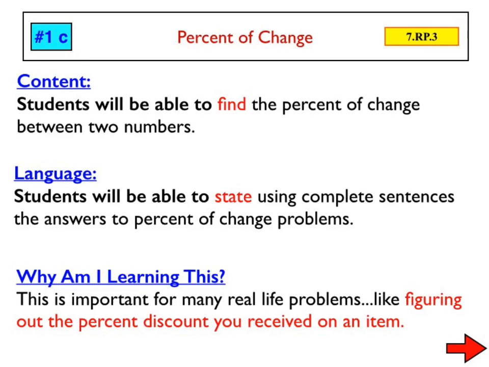Okay, today, lesson 1C, we continue with our theme of proportional relationships with ratios and percents. Today, we're going to work on how to find the percent of change. But that should be fairly simple because it really relies on some things that we've been talking about lately. So today, percent of change.